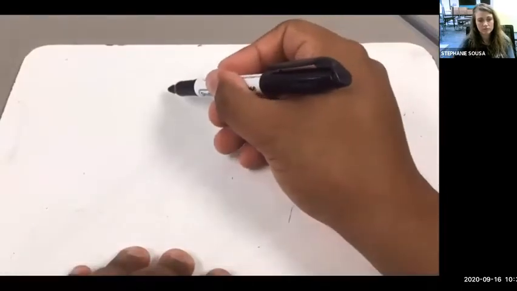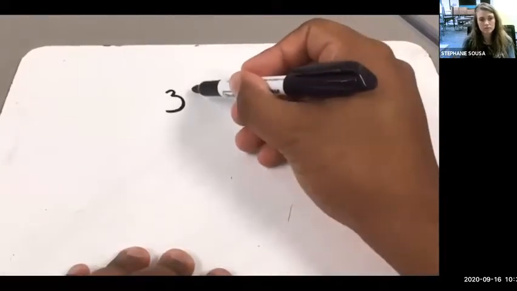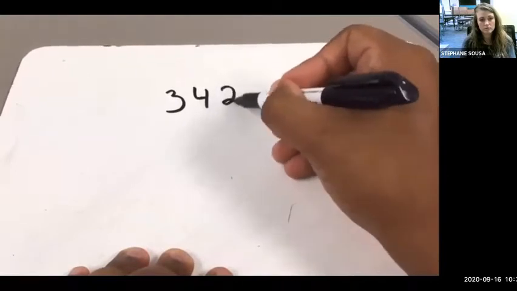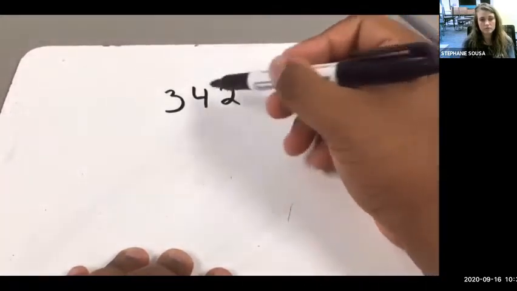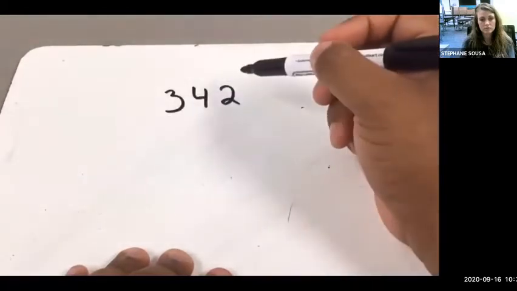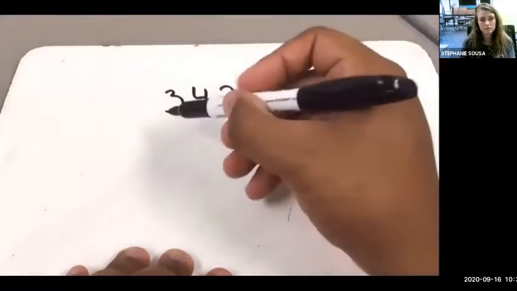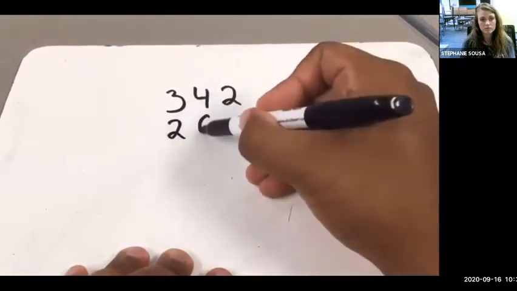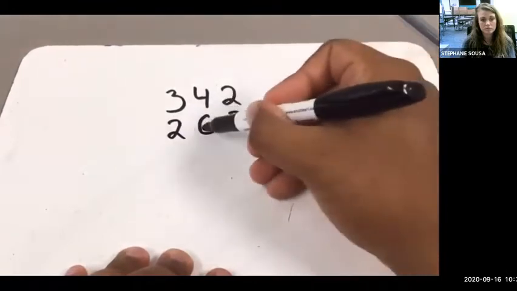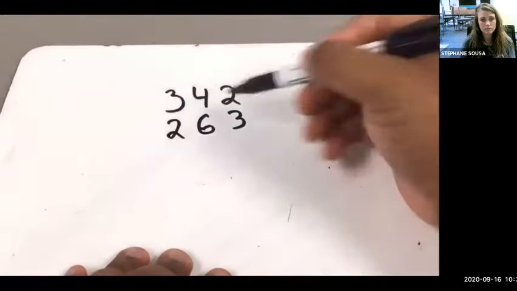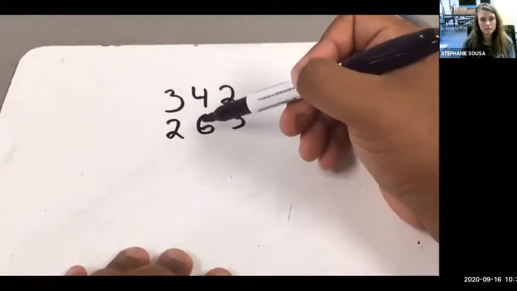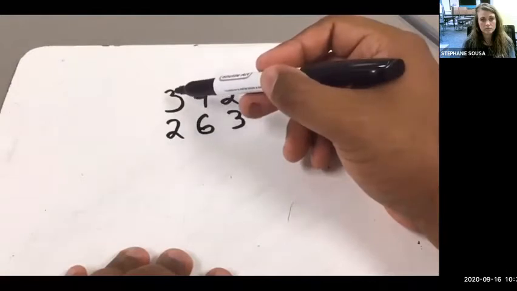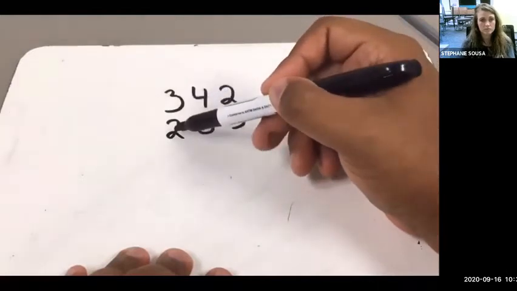Is when you have a 3-digit number, like let's say 342, okay? Make sure to line up every single digit with its proper place. And let's say I want to add 263, okay? My ones are lined up with the ones, my tens are lined up with the tens, and my hundreds are lined up with the hundreds.